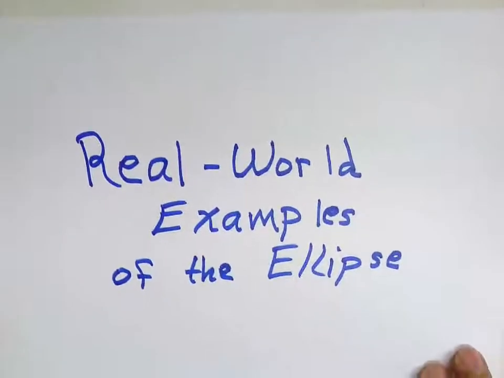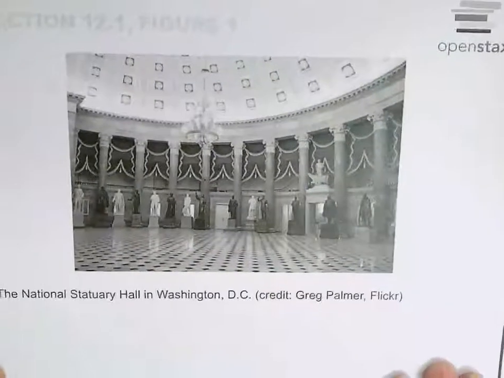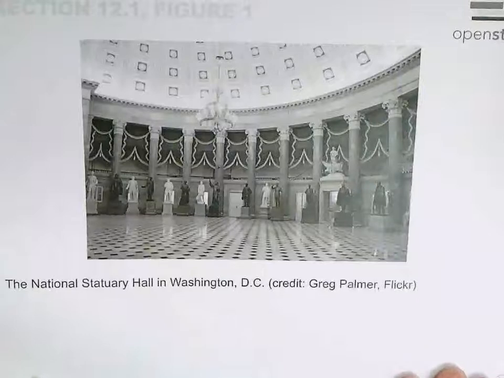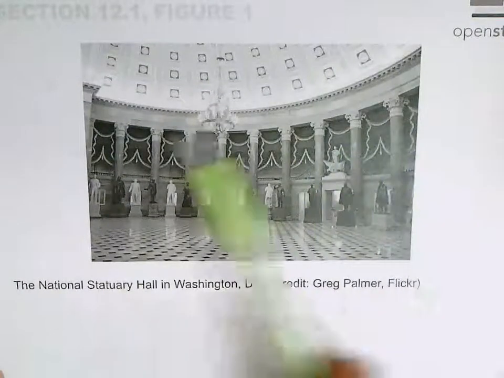You can think of real world examples of an ellipse, like a football is shaped like an ellipse. The orbits of the planets are in the shapes of an ellipse. And in Washington, D.C., there is a room that's called the National Sanctuary Hall, and it is elliptical in shape.